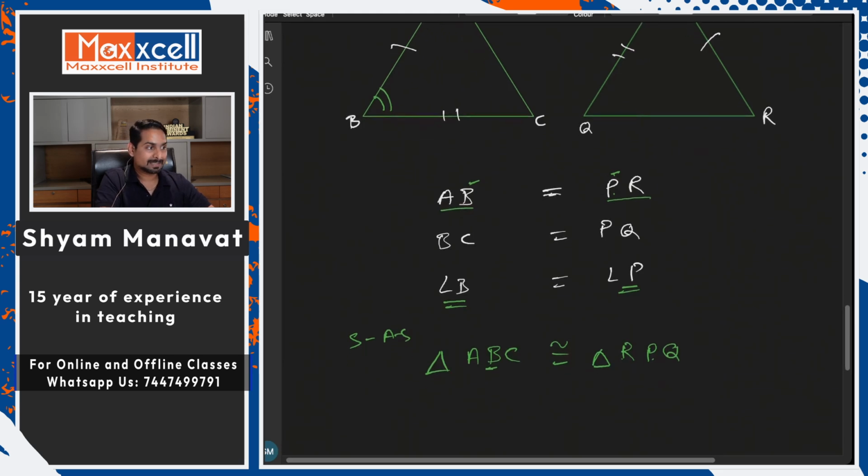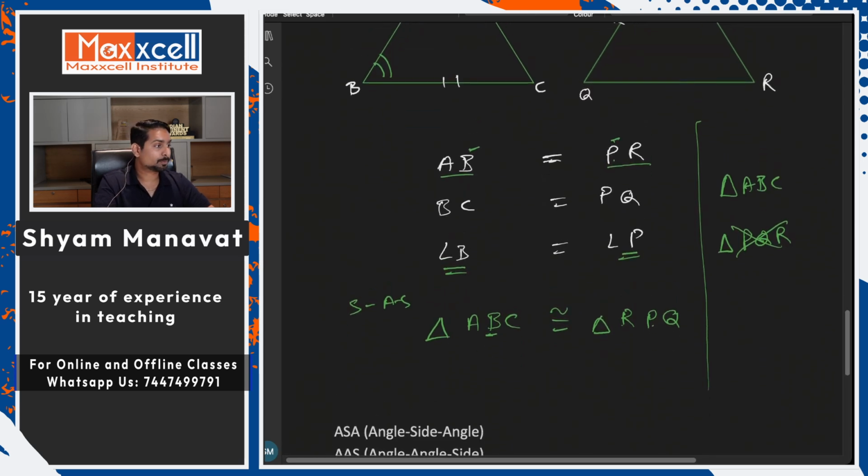So never directly write ABC and then the other one in alphabetic order PQR. That is not how it works. Not necessary. It could be, it may not be. So not necessary. You need to see which are the corresponding vertex or corresponding sides, and accordingly write the name. Very important. Okay. Now once you prove it, then you can say all sides are equal, all angles are equal.